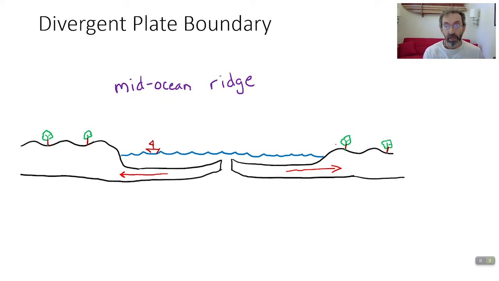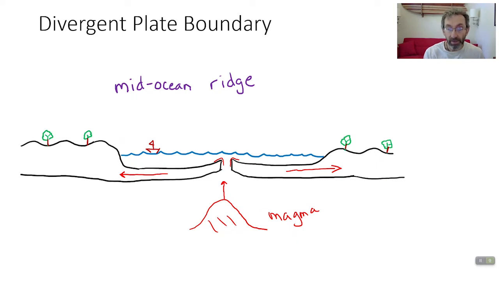As a result, a gap forms in the crust, and this gap relieves pressure, and that allows magma to form and rise up into that gap. So this is all magma that's forming. And that magma rises up and produces lava flows that come out onto the ocean floor.